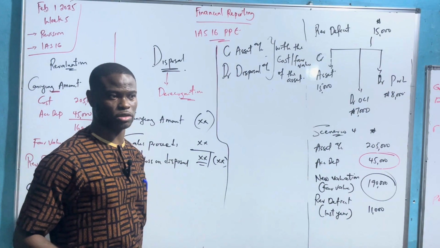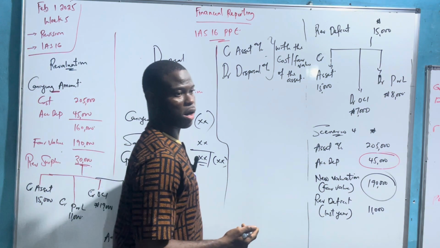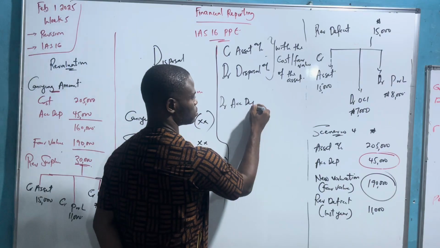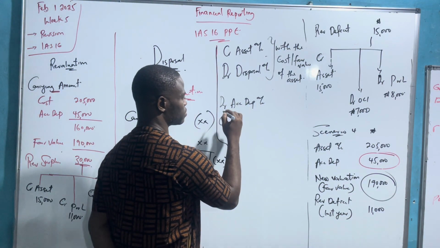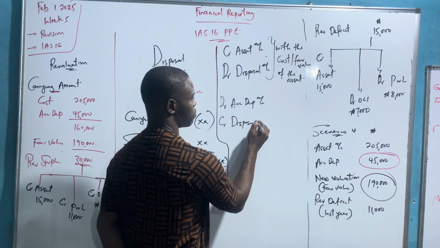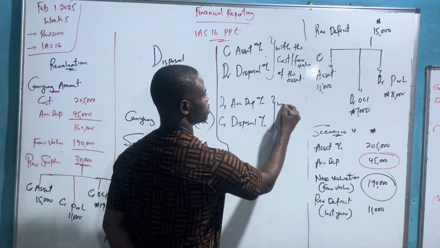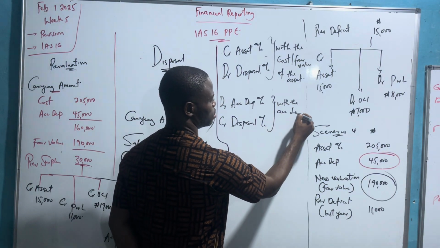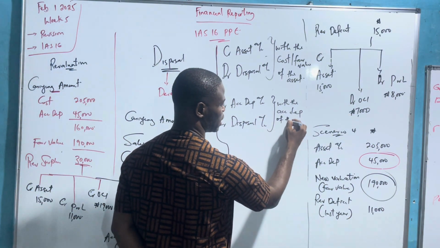The next account you need to close out is the accumulated depreciation account. To close it out, what do we do? It's always a credit, so you debit it. Accumulated depreciation. What do we credit? The disposal account, with the accumulated depreciation of the asset.